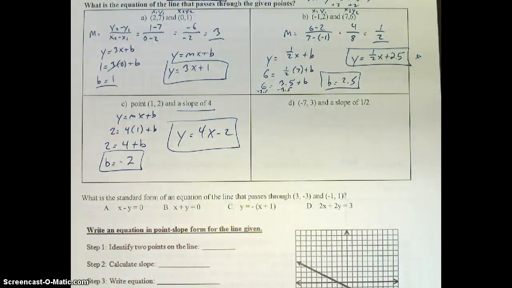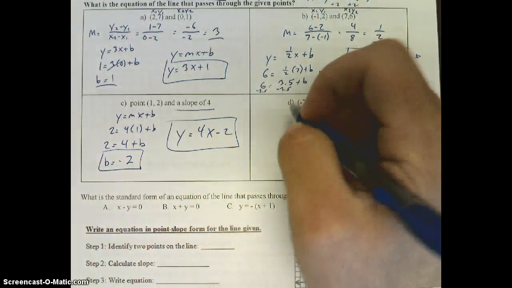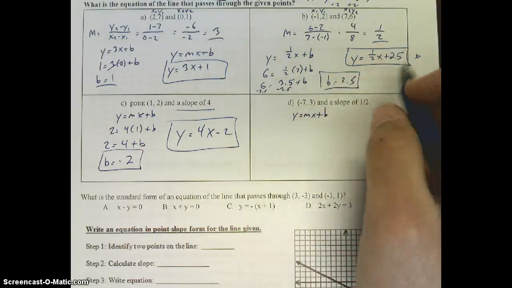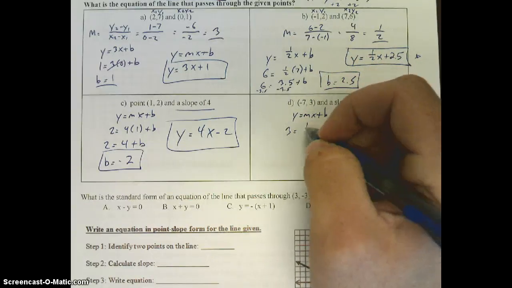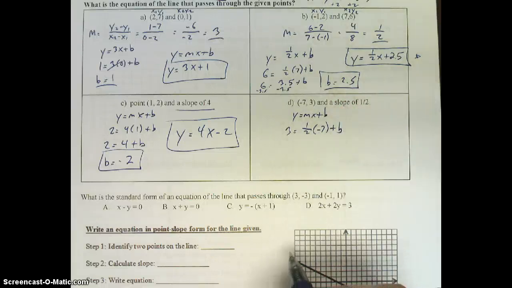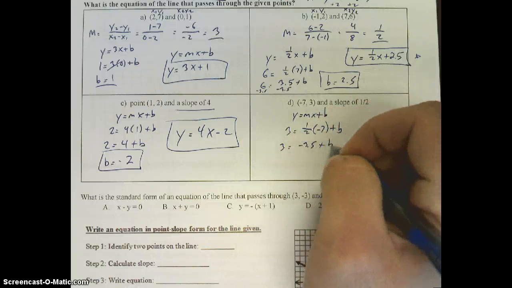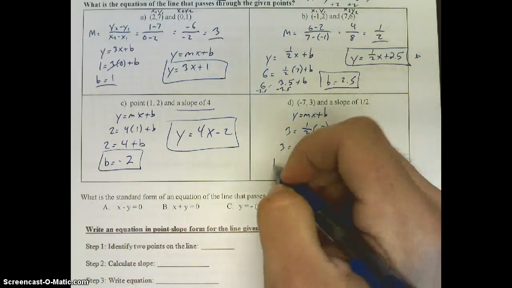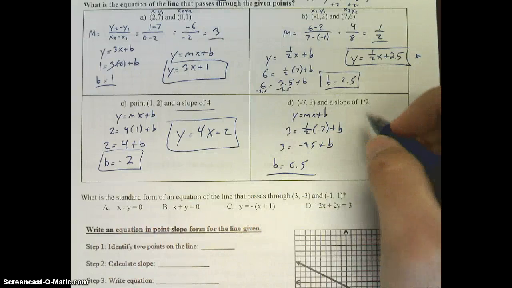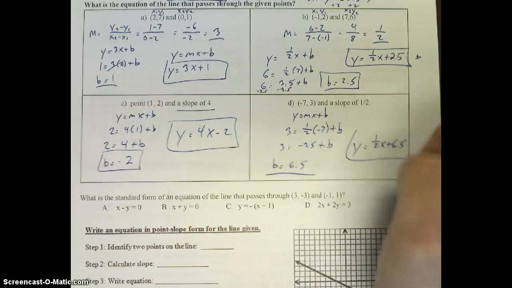Okay. Awesome. Now, part D. Same idea. Y equals mx plus b. Okay. 3 is my y. My slope is 1/2. My x is negative 7. Half of negative 7 is negative 3.5. I can add 3.5 over. I get 6.5. And once you got your b, plug everything back in. Y equals 1/2 x plus 6.5.